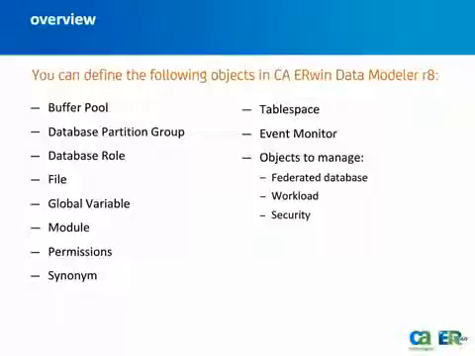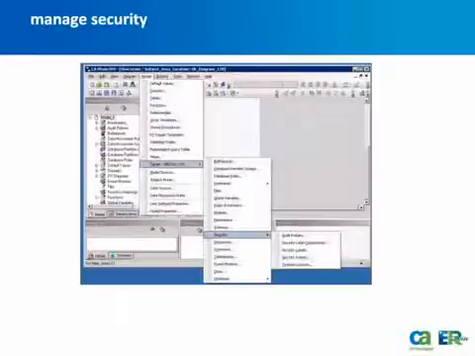You can define objects such as buffer pools, database partition groups, database roles, files, global variables, modules, permissions, synonyms, table spaces, and event monitors for a selected model. Apart from these objects, you can define objects to manage a federated database, a workload, and security. This video describes how you can manage a federated database, add a workload, and manage security.